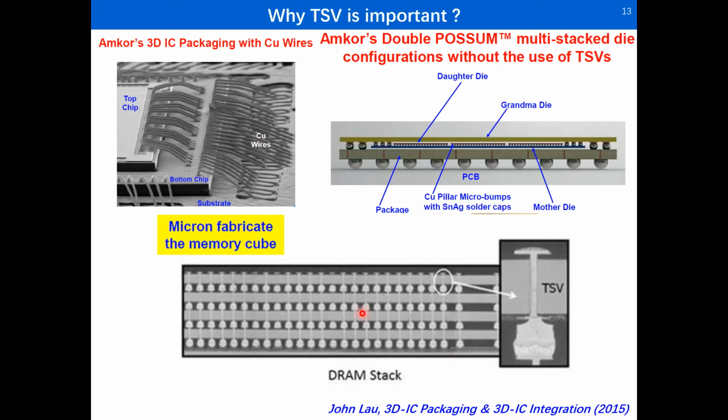At current age, most 3D ICs are realized by a TSV to connect both sides of a die. Before TSV is widely used, there are some other methods. One is to use bonding wires to connect a smaller die, a larger die, and an even larger substrate. Another method is to use flip chip, a daughter die flip chip to a mother die, and then flip chip to a grandma die, and then flip chip to a package substrate.